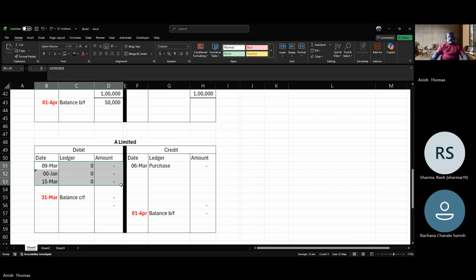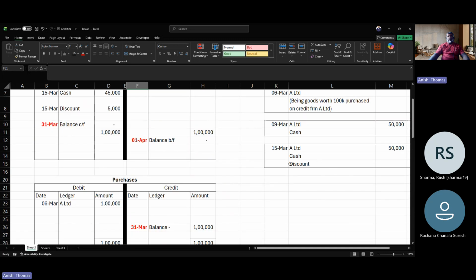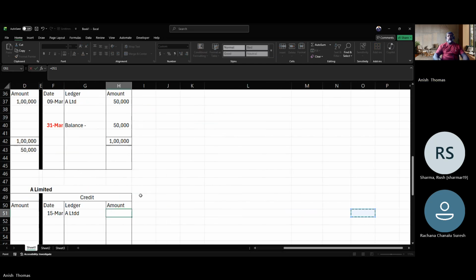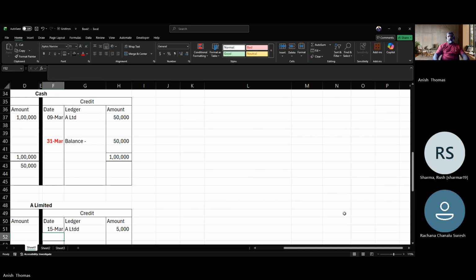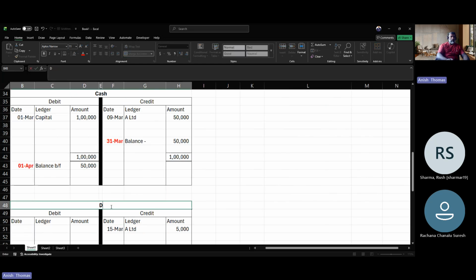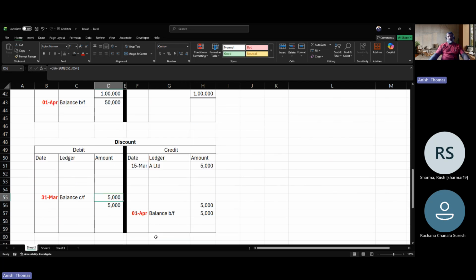So on the 15th of March, I got a discount income of 5,000, right? So A Limited again over here. Amount is going to be 5,000. This is the accounting for this account. So discount. Now this account is an income account and it has got a credit balance over here of 5,000 rupees. So this also gets carried forward.